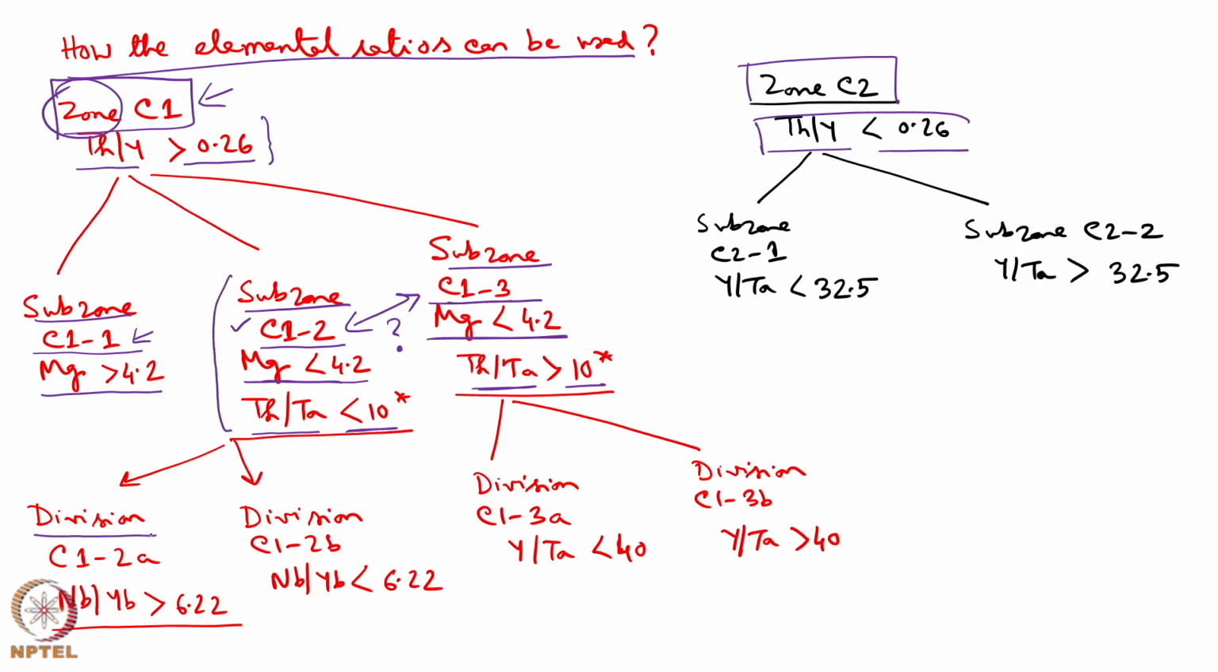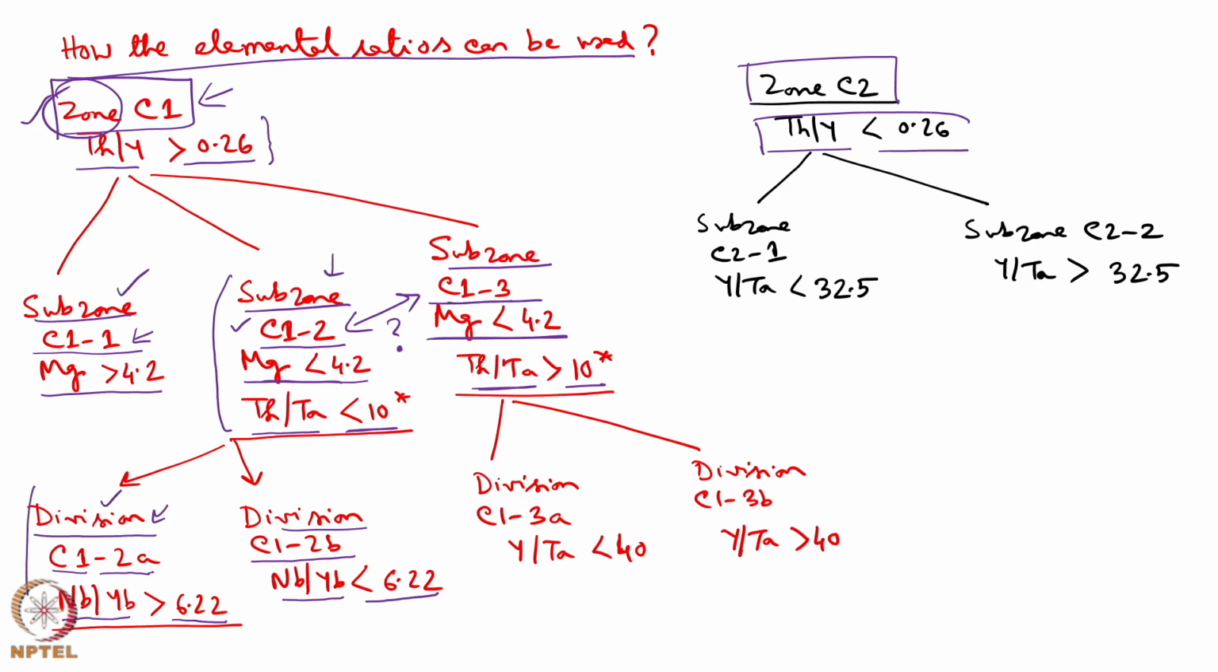Now comes the division C1-2a. This is a division of the subzone C1-2. What is so typical here? Here the Nb divided by Yb exceeds 6.22, whereas for division C1-2b, Nb divided by Yb is less than 6.22. So in this way, the different zones, subzones and divisions can be made.